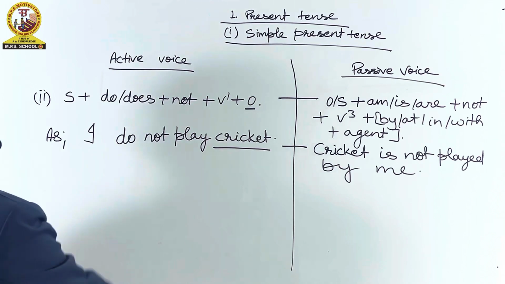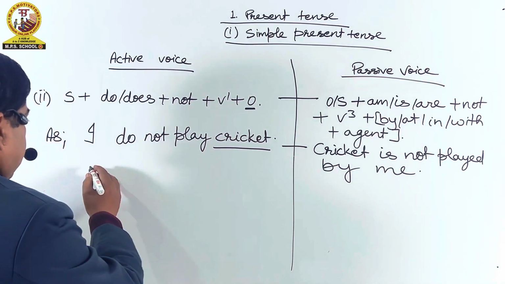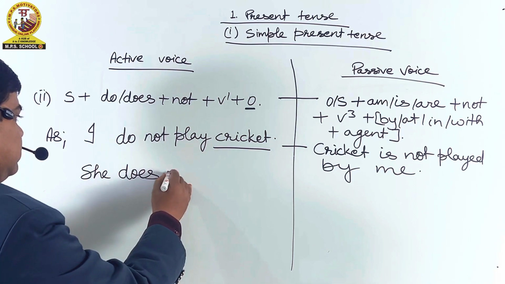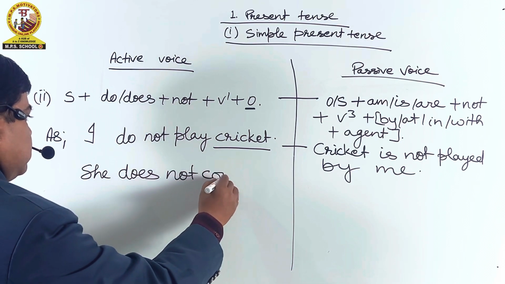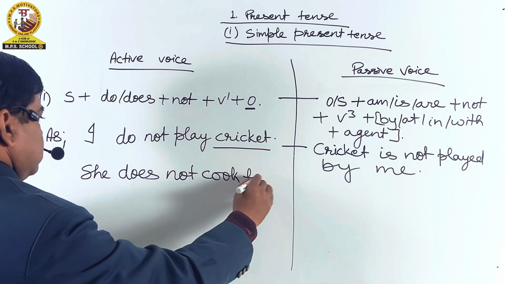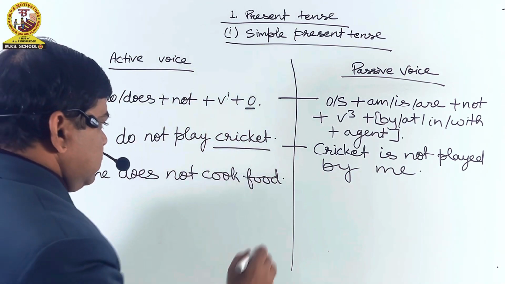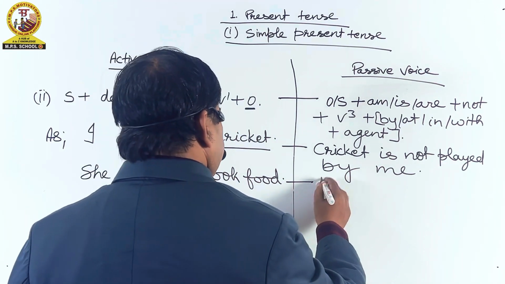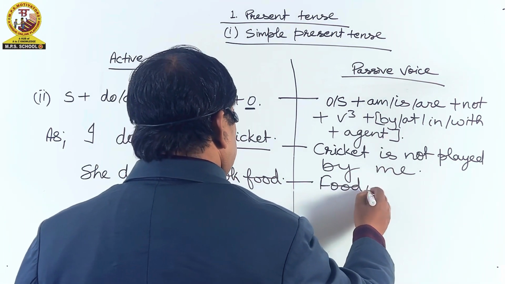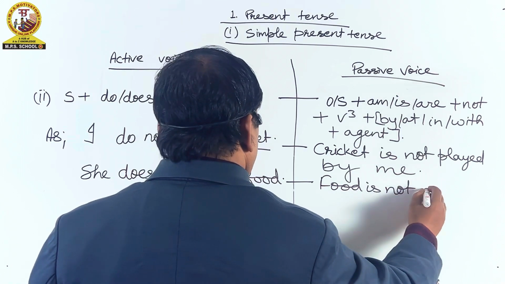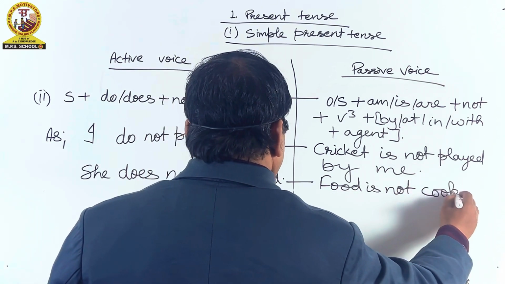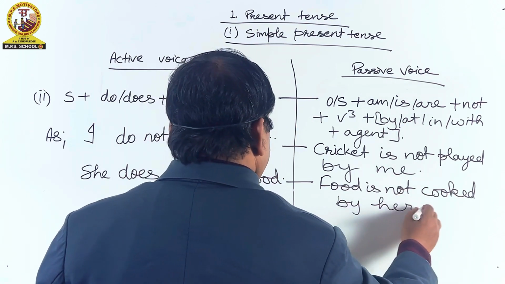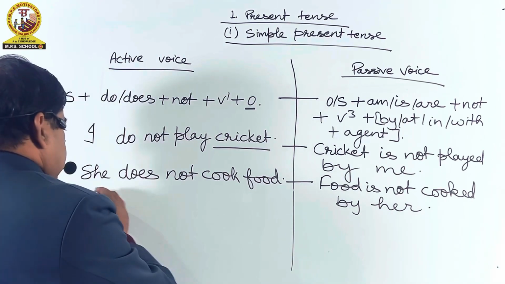We will take some more examples. She does not cook food. The passive voice of this sentence will be: food is not cooked by her.